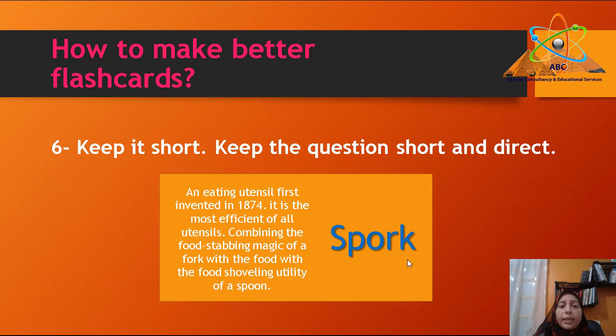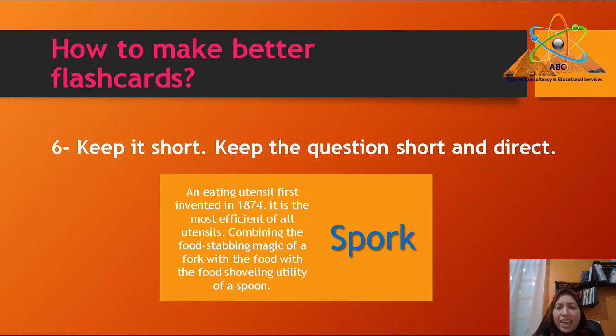Number 6, keep it short. Yes, keep your definition as short as you can. Keep the question short and direct. Keep the explanation short and direct. I'm showing you a flashcard with the word spork. What does spork mean? An eating utensil first invented in 1874. It is the most efficient of all utensils, combining the food stapling magic of a fork with the food shoveling utility of a spoon. What is that?